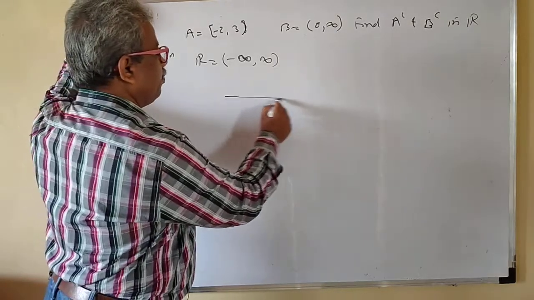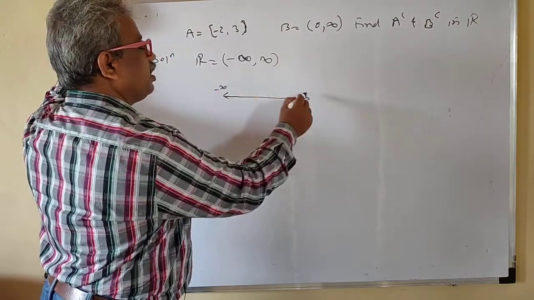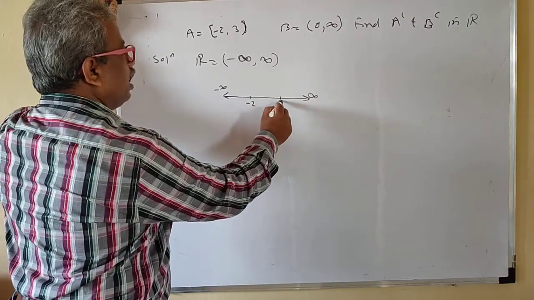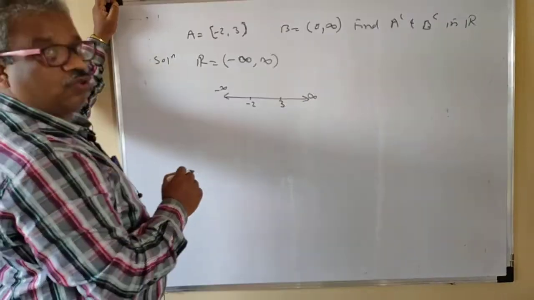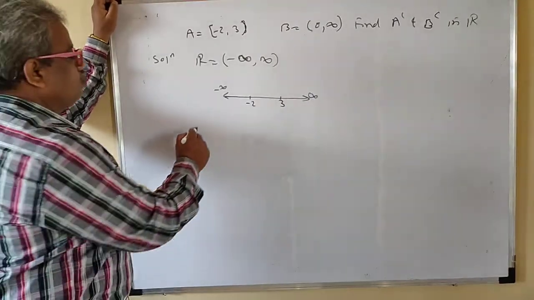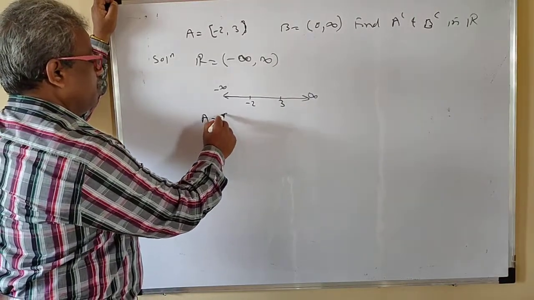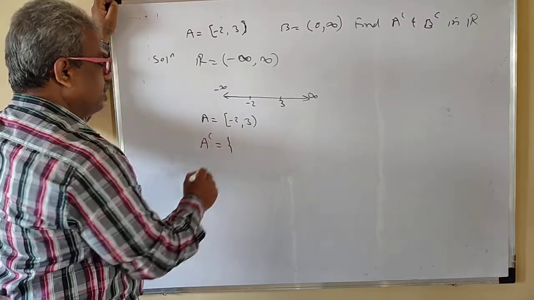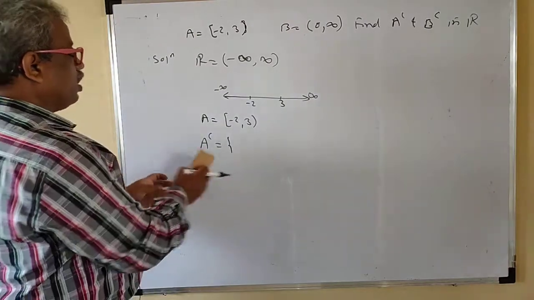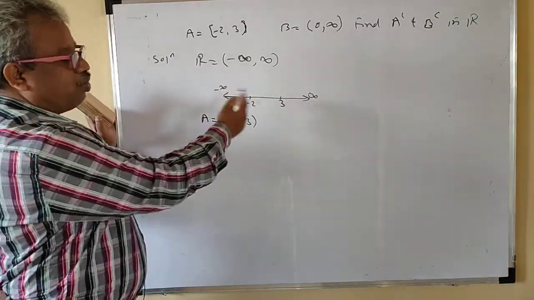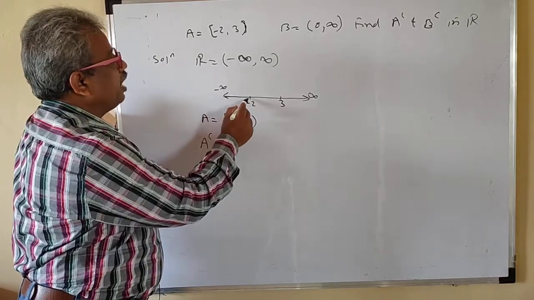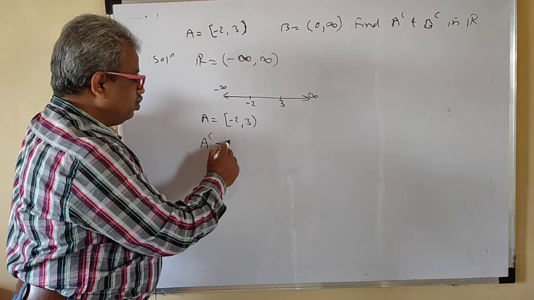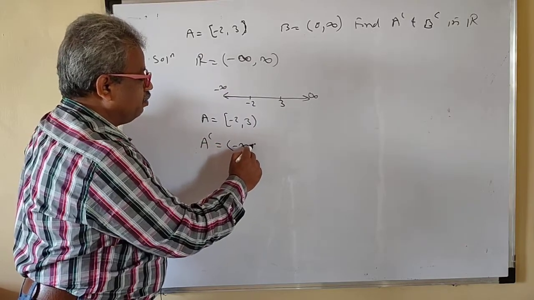Now see your A. A and B are subsets of R. Here is minus 2 and here is 3. Minus 2 is included and 3 is excluded. Therefore A is equal to minus 2, 3. Okay. So what will A complement be? You have to take all the elements outside A. Minus 2 is in A, so minus 2 will not be in the A complement. So this is minus infinity to minus 2, open.